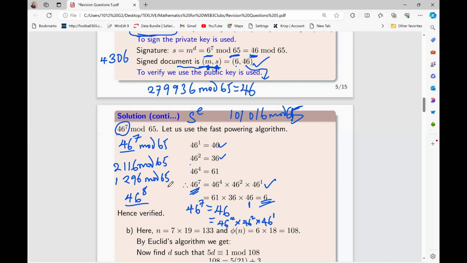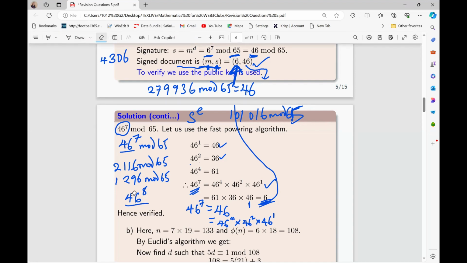So you can see, I'd said that you take your S raised to E, see what you get, and then compare what you get with what you are sent as the signed document. You can see the signed document has a 6. So we're just comparing what we've gotten here with what is inside here. We want to see whether it is true. And so we verified that this document was signed by the person who sent it to us.